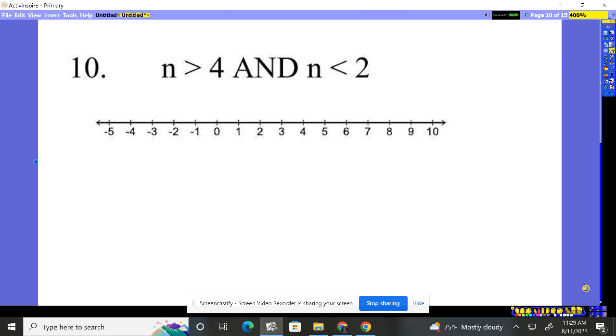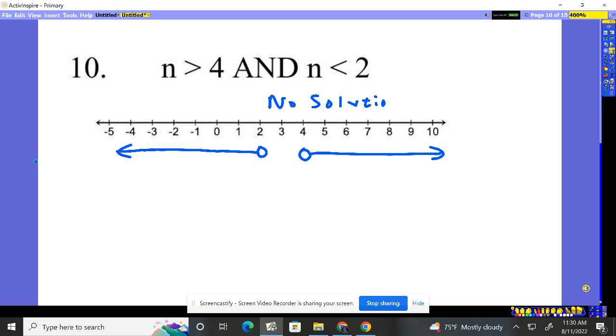And finally, we want n bigger than 4 and smaller than 2. Well, bigger than 4. Numbers bigger than 4 would be 5, 6, 7, 8. Numbers smaller than 2 is here that way. Now, what do they share? Because it's got to be both. They don't share anything, do they? There's no overlap here. There's no number that's bigger than 4 yet smaller than 2. Makes no sense. So here, there's no solution. There's no graph to it at all. Just leave it empty, the empty set.